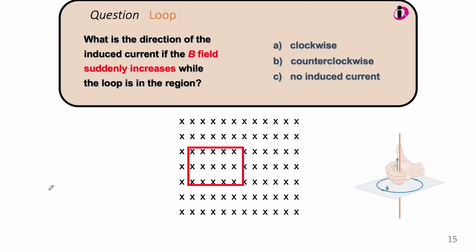Okay, here's a question. You can pause here and think about the solution, try to solve it. The question is basically, what is the direction of the induced current if the magnetic field suddenly increases? So this loop is not moving anywhere, but the magnetic field increases. So what should be the current direction? Maybe there's no current induced. If there's current induced, is it going to be clockwise or counterclockwise? So this is clockwise. Let me draw here. This is clockwise, and this is counterclockwise.